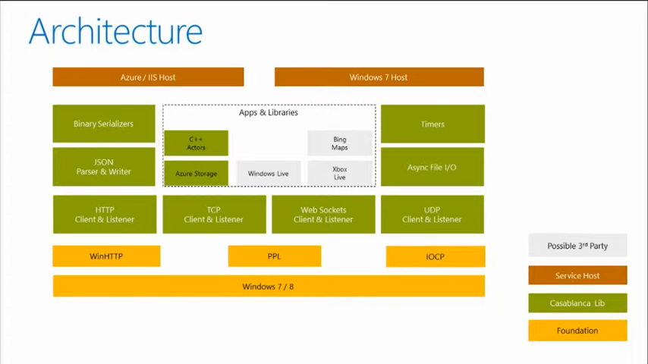We have an HTTP client and a listener. We have some asynchronous TCP functionality. We have a JSON parser and writer. We have a binary serialization library. We have a library for Azure storage, and we have a library for C++ actors. We're also doing some asynchronous file I/O in one of our libraries.